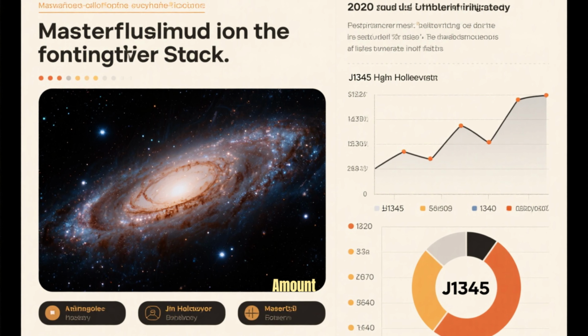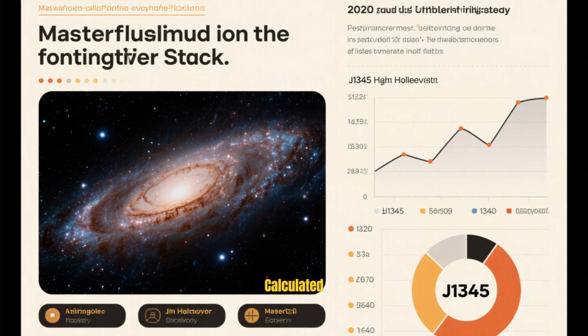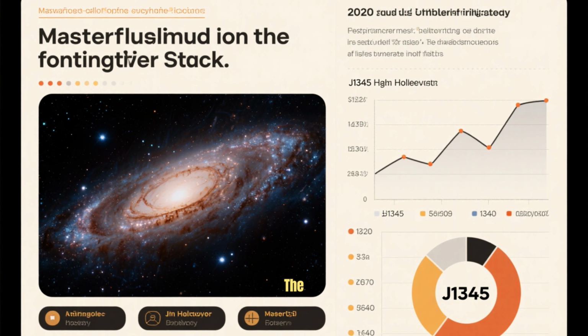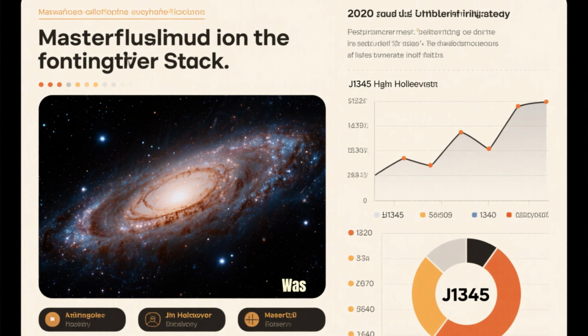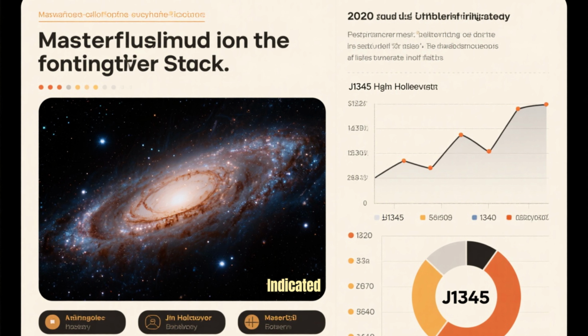They also used data from the Karoo Array for Microwave Astronomy in South Africa to map the distribution of matter in the galaxy based on how fast gas was moving in different parts of the galaxy. They compared the amount of mass they inferred from the lensing effect to the amount they calculated from the gas in the galaxy, and they found a mismatch. The lensing effect suggested there was about 3 times more mass than the gas in the galaxy indicated.